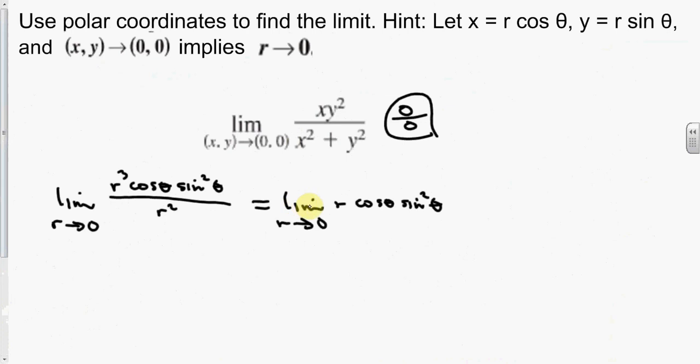So the limit here, notice that r is the one that's tending to 0. There's nothing said about theta, so theta is treated as some constant or coefficient. Now as r goes to 0, I have the limit of 0 times cosine times that sine squared, and 0 times anything is 0.